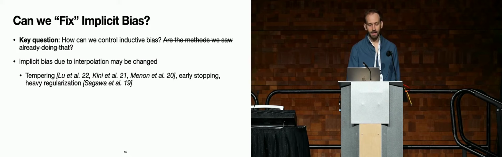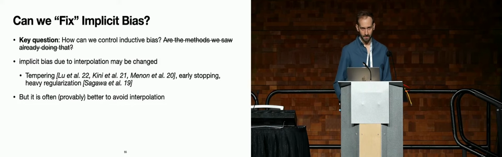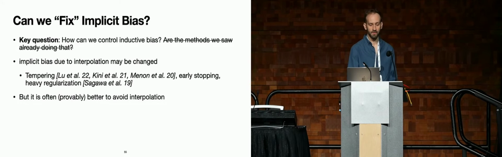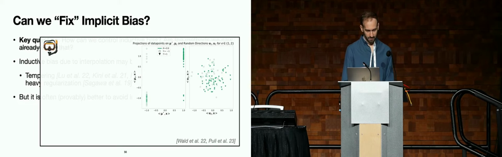These adjustments mostly try to correct the implicit bias due to interpolation or due to overfitting our data. But there are also works that claim that often it is a better idea just to avoid interpolation altogether. So we should not overfit our data. And a little deep dive here, which I'll do very quickly, is to look at our synthetic example from earlier, which is a pretty useful model for learning shortcuts in real data, and a pretty representative example.